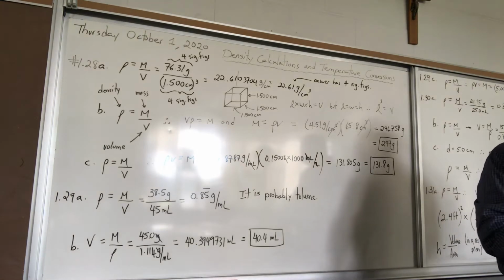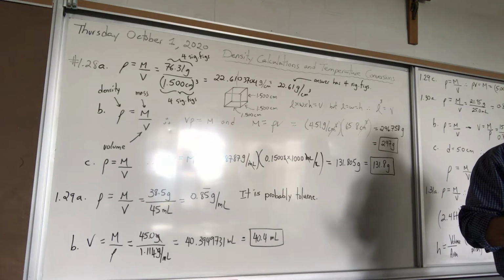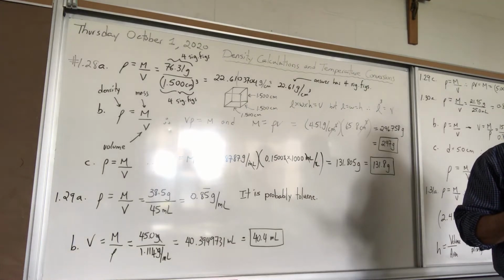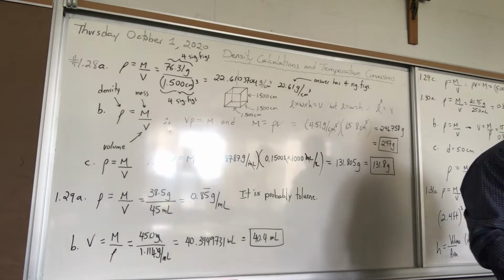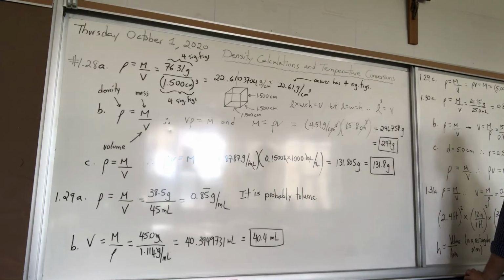Question B. The density of titanium metal is 4.51 grams per centimeter cubed at 25 degrees Celsius. What mass of titanium displaces 65.8 milliliters of water at 25 degrees Celsius? Again, they keep on mentioning temperature. The temperature doesn't enter into it in this calculation.